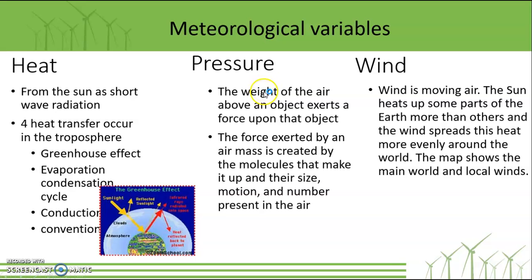And then pressure. What is pressure? Pressure is the weight of the air above an object exerting a force on the object. The force exerted by an air mass is created by the molecules that make it up, and their size, motion, and number present in the air. Finally, wind is moving air. Later you will see how heat, pressure, and wind have a relationship with managing your air pollutants.